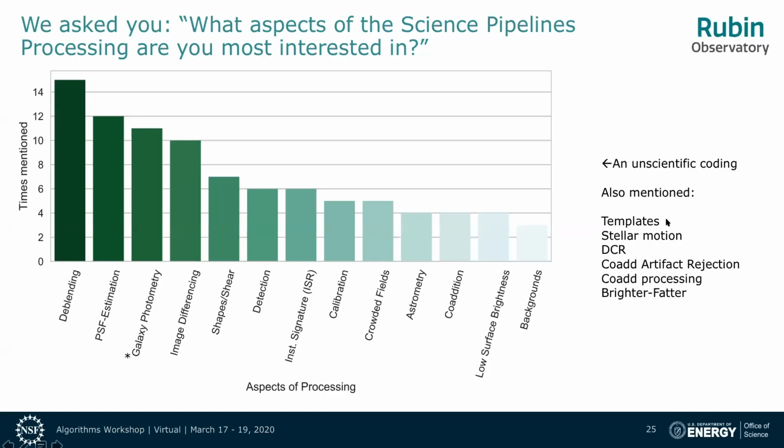Also mentioned were templates, stellar motion, differential chromatic refraction, artifact rejection, coadd processing, and brighter-fatter. These are going to be folded into one of these talks as well. Okay, so this is what did make the cut for this meeting.